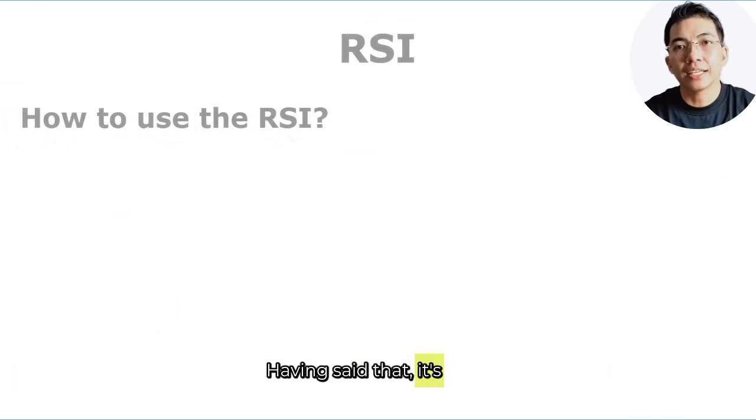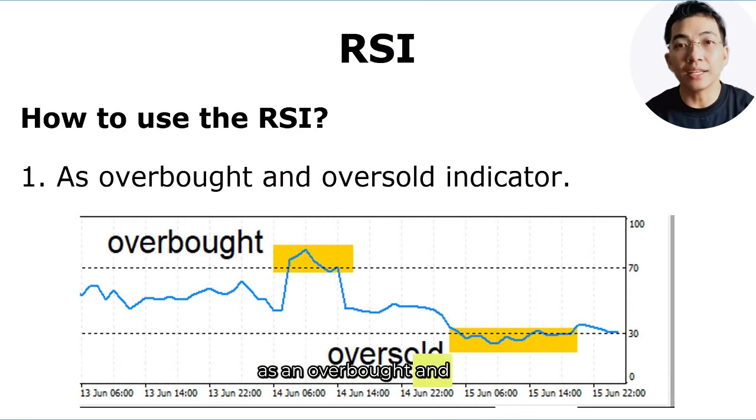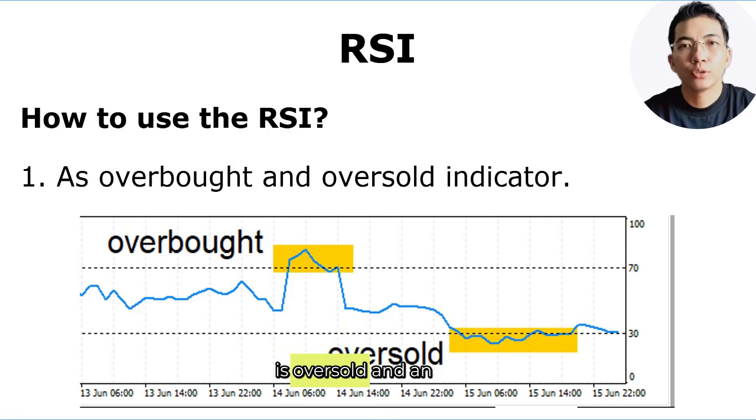Having said that, it's time to check how to use this oscillator. There are two main uses of it. The first one is as an overbought and oversold indicator. This is the most common and it is typical of all the oscillators. When the line approaches the 70 level, we say that the couple is overbought and a down move could start. When the price approaches the 30 level, we say that the couple is oversold and an up move could start.